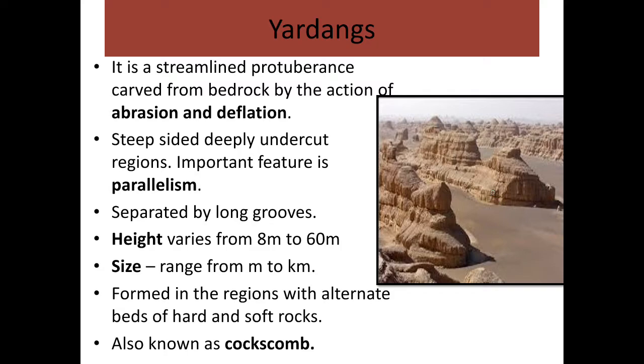This also looks like Zeugen, but it is a longitudinal structure. It's larger than the Zeugens. It's a streamlined protuberance carved from the bedrock by the action of abrasion and deflation, with steep-sided, deeply undercut regions. An important feature is parallelism. We can see that each rock is parallel to the others and separated by long grooves. The height varies from 8 meters to 60 meters, the size ranges from a meter to kilometers, and it is formed in regions with alternate beds of hard and soft rocks. This is also known as coxcomb.